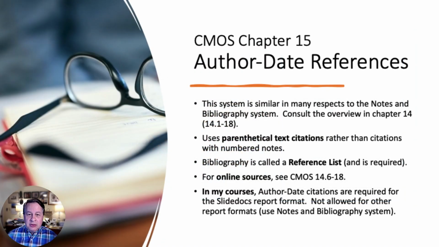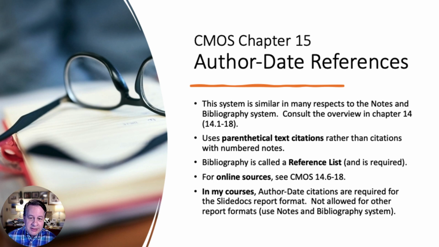Some of the basics you should know about author date references is that it's very similar to the notes and bibliography system. If you're familiar with that, this will be pretty easy to understand. If you're not, maybe that's okay because it'll give you a fresh place to start. So you want to first consult the overview of the notes and bibliography system in chapter 14 of the Chicago Manual of Style. Everything in the author date reference style or format is in chapter 15.